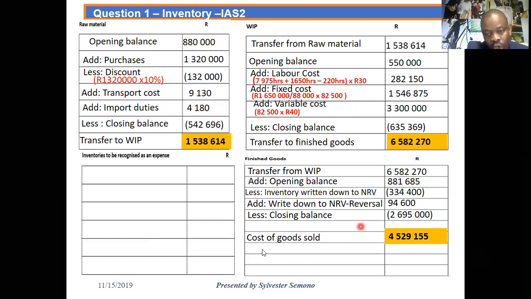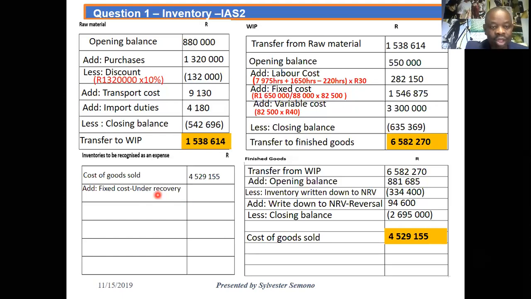So after finding the cost of goods sold, you need to make sure that when you calculate the total expense to be included in the profit and loss, you will first have the cost of goods sold, and thereafter you need to add any fixed overheads that are under-recovered. So if you've got over-recovery, you need to make sure that you deduct.